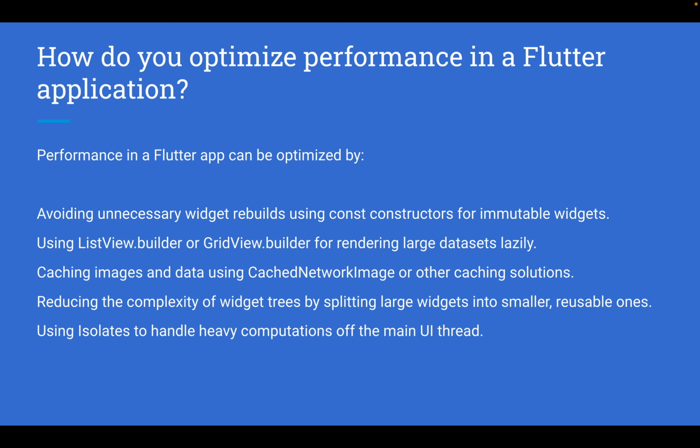How do you optimize performance in a Flutter application? The performance in a Flutter app can be optimized by avoiding unnecessary widget rebuilds, using const constructors for immutable widgets, using ListView.builder or GridView.builder for rendering large datasets lazily, and caching images and data using cached_network_image or other caching solutions. We also reduce the complexity of the widget tree by splitting a large widget into smaller reusable ones.